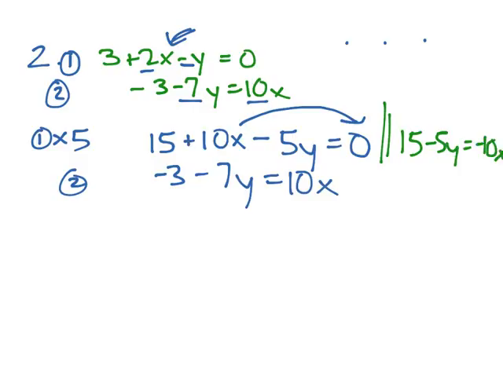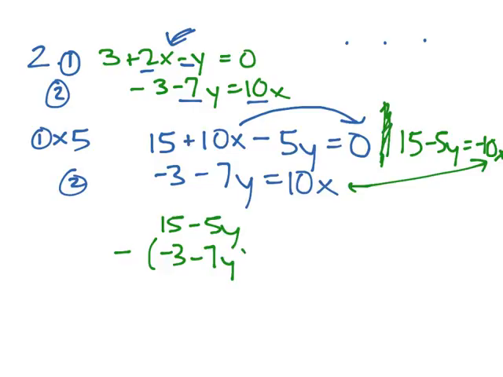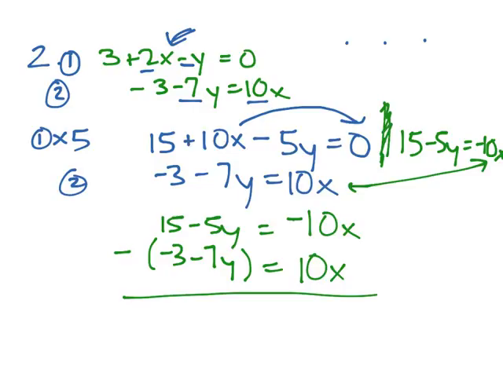So now, if we want to eliminate x, we have to add the two equations to each other. So that gives us 15 minus 5y minus 3 minus 7y is equal to minus 10x over 10x. Actually, since this is negative and we want to get x to 0, we should add them. So minus 10x plus 10x is 0.